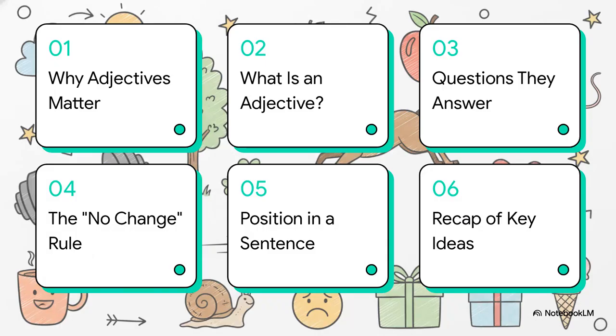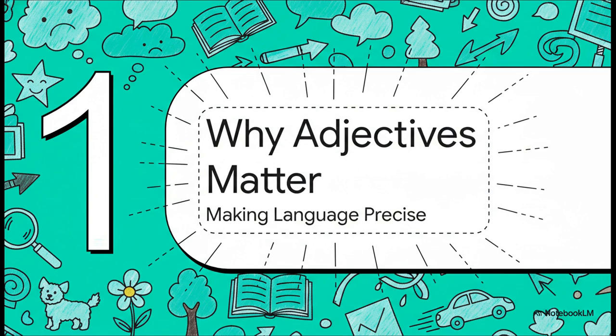We'll start by talking about why adjectives are so important. Then we'll get a clear definition of what an adjective is, and we'll learn about the questions they answer. After that, we'll cover a really important rule. And finally, we'll look at where they go in a sentence and then recap everything we've learned. So to get started, let's ask a simple question. Why do adjectives even matter?